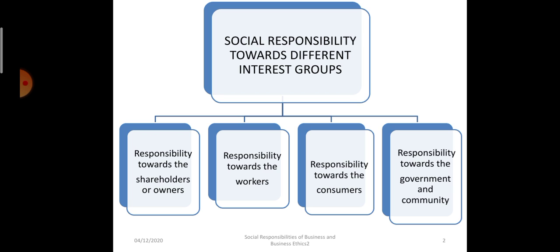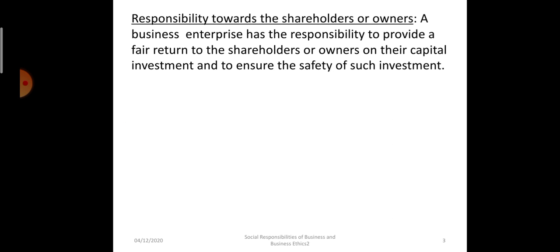Now, according to you, what should be the responsibility of business towards its owners or shareholders? The first thing is that the business should keep the investment safe, and second, it should earn a fair return on their investments. So a business enterprise has the responsibility to provide a fair return to the shareholders or owners, because the investor is providing capital with the expectation that he will get a return on that. For the risk taken, he will be rewarded, and in the same manner, he expects that his investments will be safe. So it is the responsibility of business to provide fair returns to the shareholders and also ensure the safety of the investment.